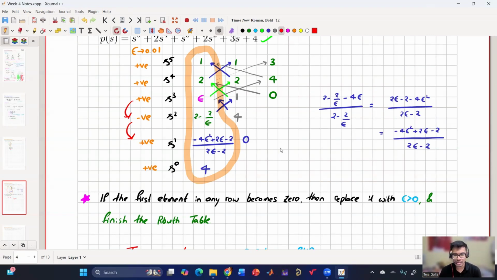Sometimes it will be very clear, sometimes it may not be. So in that case, you have to substitute epsilon and see whether any number is becoming negative or not. In such cases, if there is any sign change, then the system is unstable.